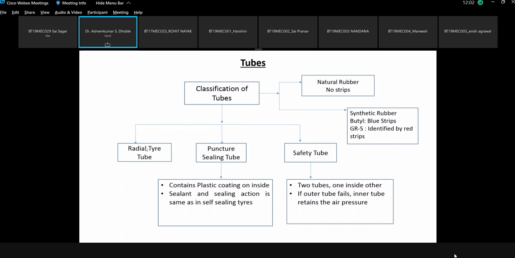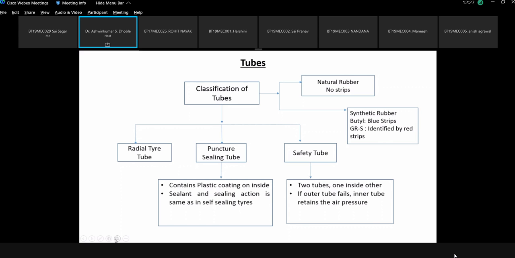Now coming here, you have the radial tire tube and the puncture sealing tube. It contains a plastic coating on the inside. Sealant and sealing action is the same as in self-sealing tires. And the safety tube has two tubes, one inside the other. If the outer tube fails, the inner tube retains the air pressure. So these are basically the different types of tubes used for different kinds of application.